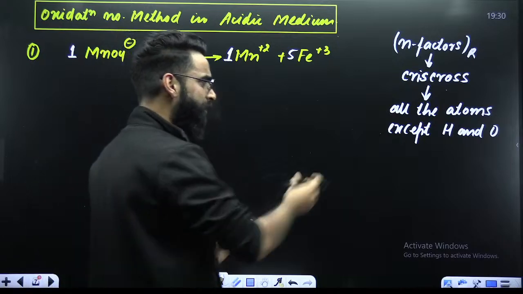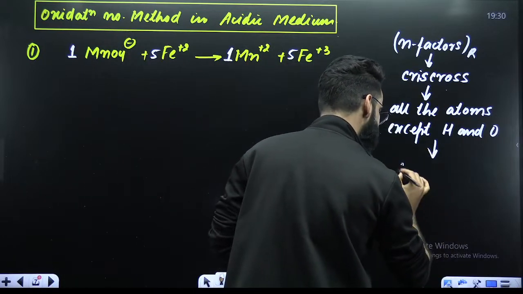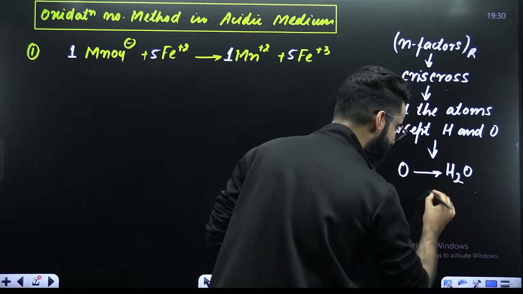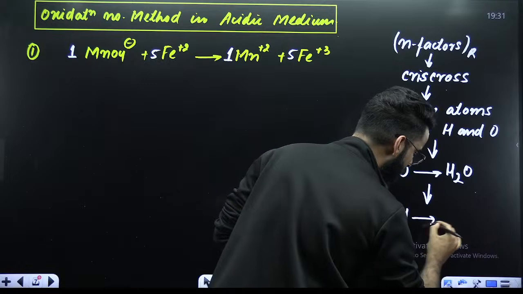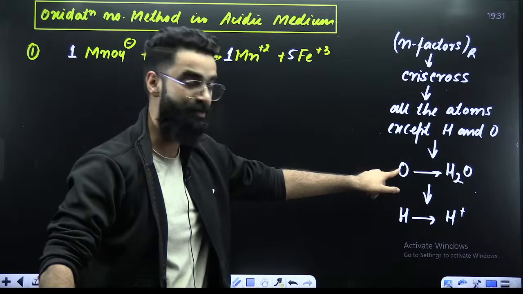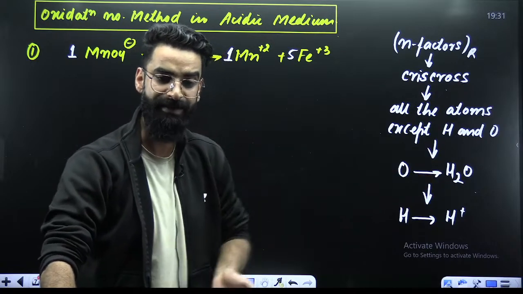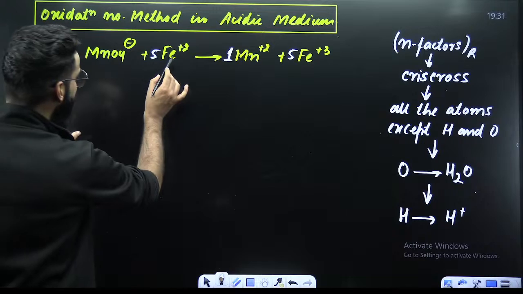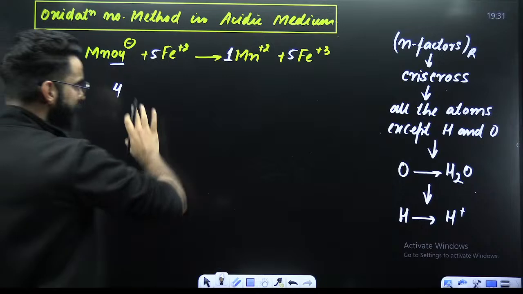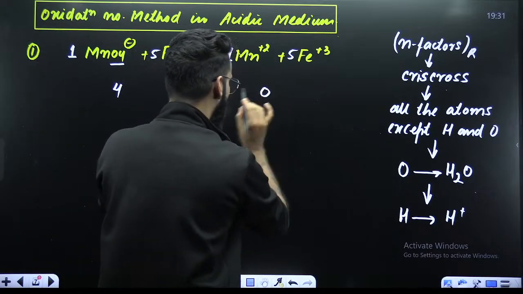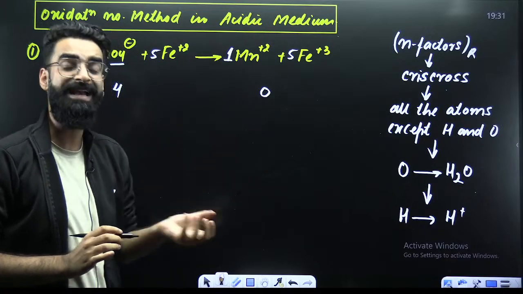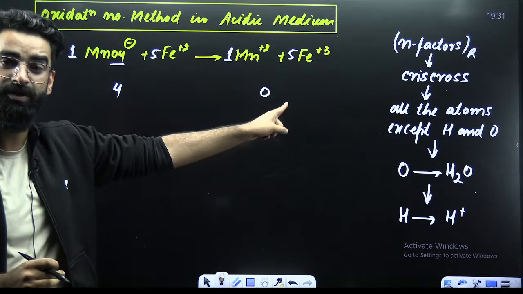Now, my dear students, after doing this part, you are going to balance oxygen atoms with the help of water molecules. And then you are going to balance hydrogen atoms with the help of H positives. That's it. So what is the turn now? We have to balance the oxygen atoms with the help of water molecules. How exactly? If I ask you how many oxygen atoms do you see on the left side? I can see 4 oxygen atoms on the left side. Is there any oxygen atom on the right side? There is no oxygen atom on the right side. So which side is oxygen deficient? I'll say right side is oxygen deficient.